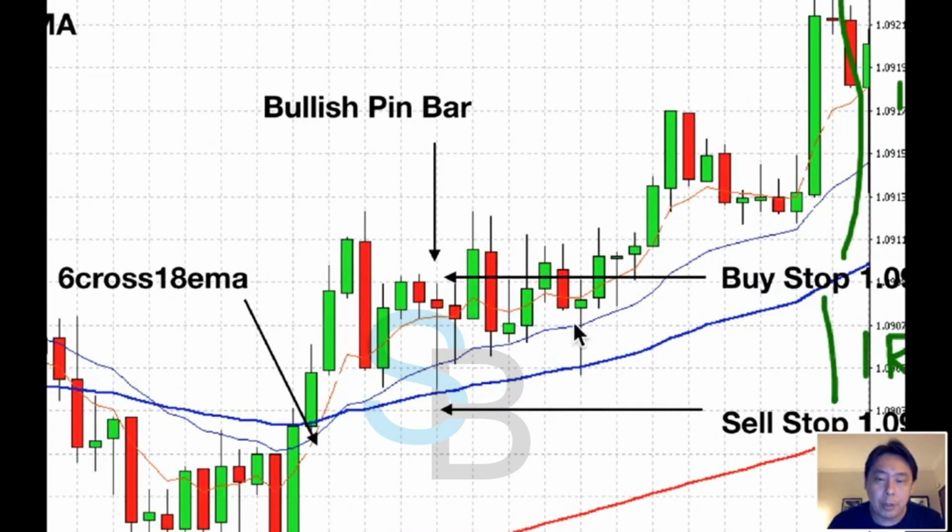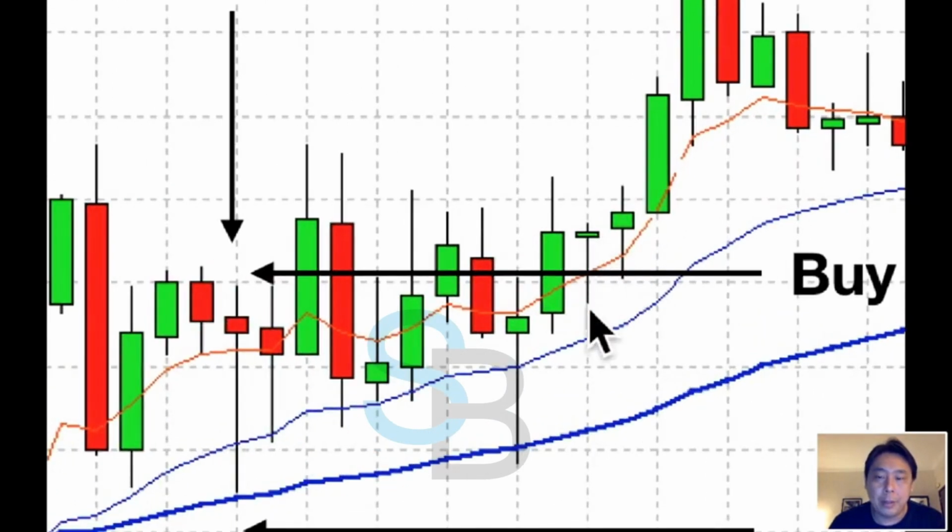Notice another bullish pin came out here. If you missed that, you could have taken this. But let me see, is it more than 10 candles? 1, 2, 3, 4, 5, 6, 7, 8, 9. Yeah, more than 10 candles, so you wouldn't have taken that. And this bullish pin would not count because it must cut the 6, 18 and be near the 50. This is not near, so it wouldn't count.